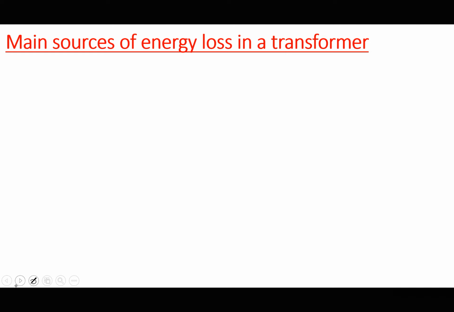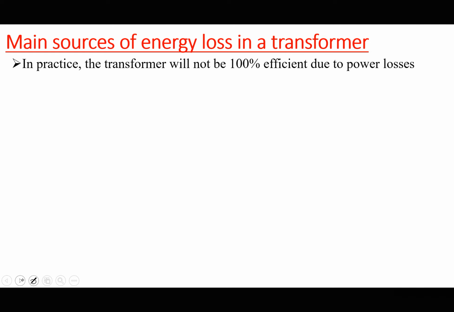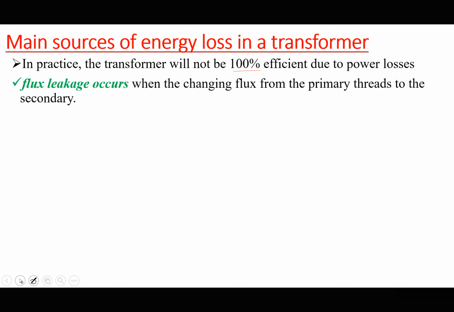Okay, so let's explore the main sources of energy loss in a transformer. In practice, transformers will not be 100% efficient unless it is an ideal condition. So there are several energy losses in a transformer. Number one, which a layman may think about, is flux leakage.